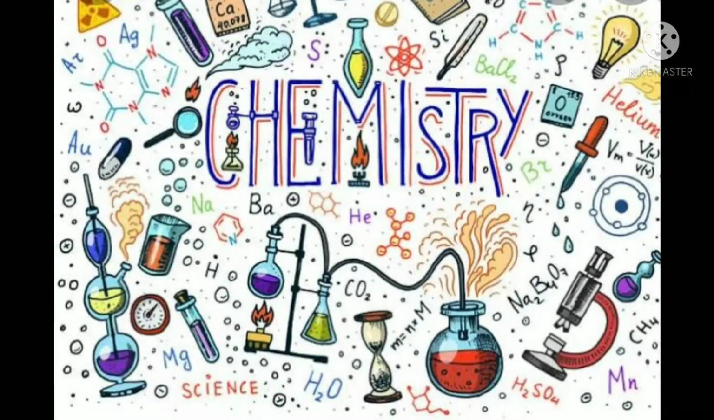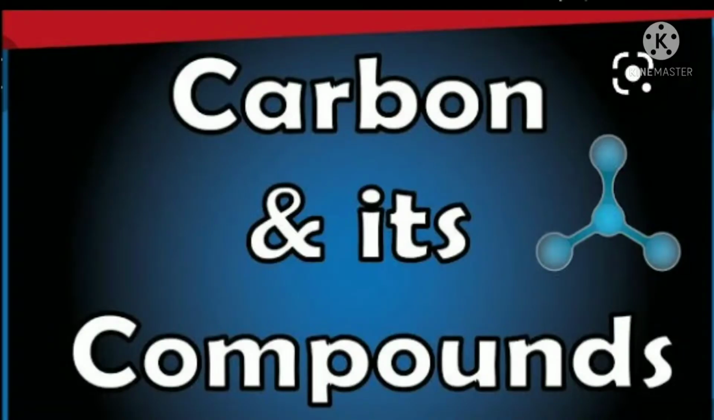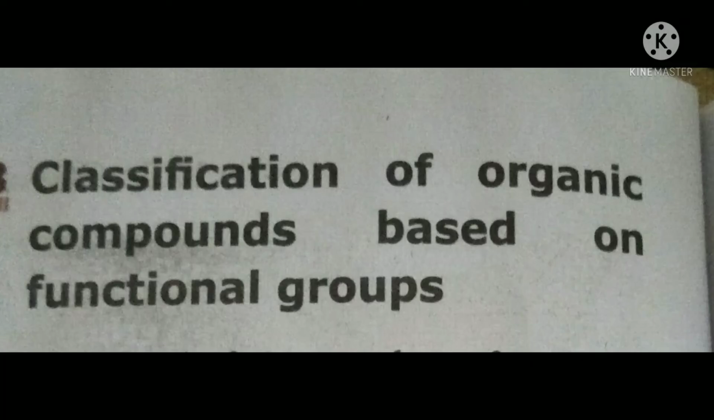Good morning, students. In this video, we are going to discuss Chapter 11, Carbon and Its Compounds. Already we have studied the introduction to organic compounds, as well as the classification based on the pattern of the carbon chain and the classification based on the kind of atom. Today we are going to see the classification of organic compounds based on functional groups.